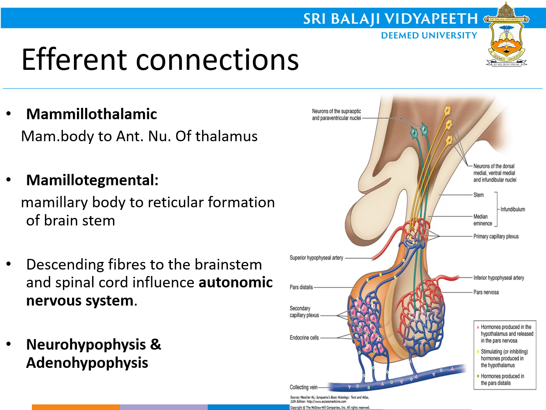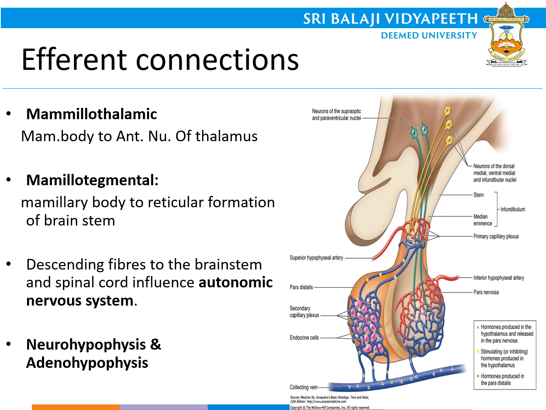The efferent connections being the connection which is called the mammillothalamic fibers, which is the connection between the mammillary body to the anterior nucleus of the thalamus. The mammillotegmental, which is the connection between the mammillary body to the reticular formation of the brain.